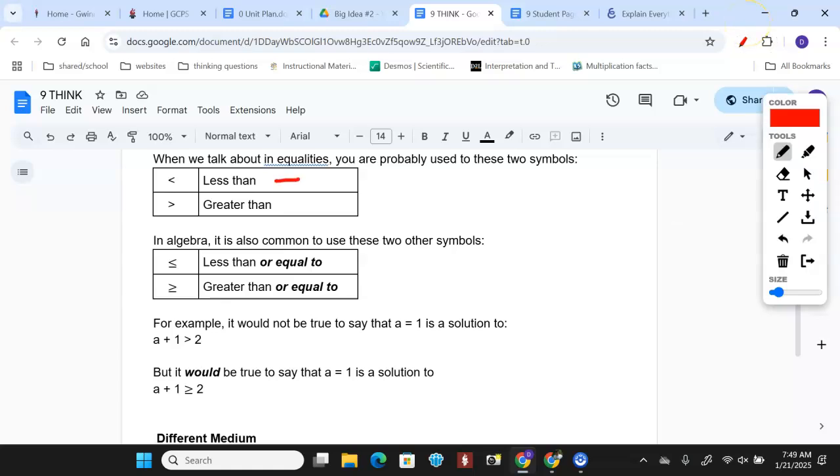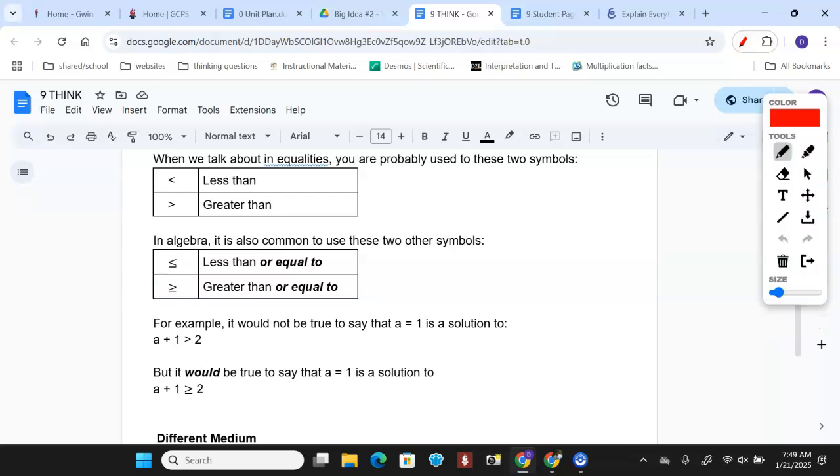These symbols you're probably familiar with, less than or greater than. But there's also two other symbols that are really similar looking and in meaning, but slightly different. You'll notice these two in this bottom set have a little line underneath them. And I need to teach you what that is and give you some practice using that symbol as well.